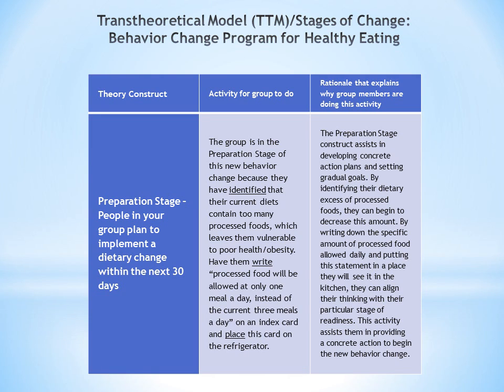Here we have the stages of change theory in action. Meeting this group of people where they are in the preparation stage means they're planning to begin the dietary change of reducing their daily intake of processed foods in the next 30 days. You'll notice that throughout my written example plan, I've underlined the action words, such as identified and write. I've done this to emphasize the doing of the theoretical constructs.